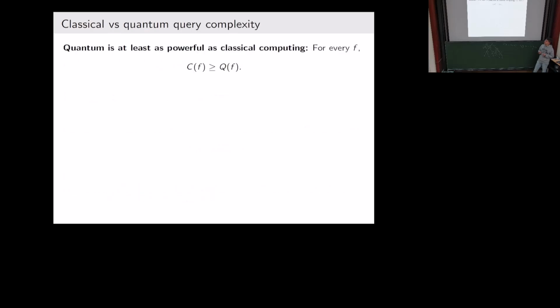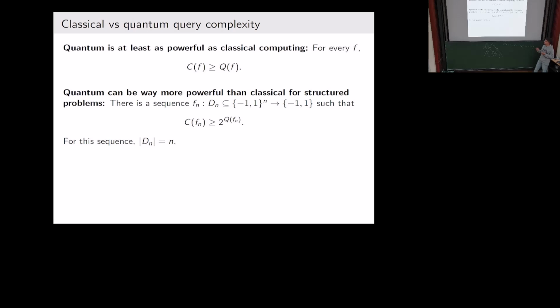So now the question is, how do these complexities compare? We know that quantum is at least as powerful as classical. So this means that the classical query complexity is always at least the quantum query complexity. That is good news. It means that maybe quantum computers can be useful. This is not enough, because we want a quantitative separation between both of them.